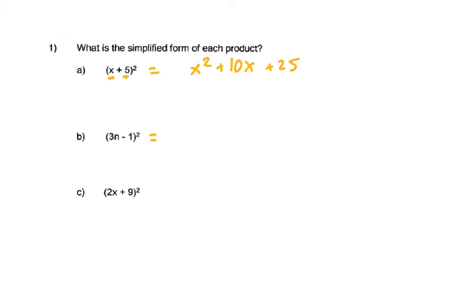So again, let's try this again. We're going to square the first one. Notice I get to square 3n, that's going to become 9n squared. We're going to square the back number, which is plus 1.